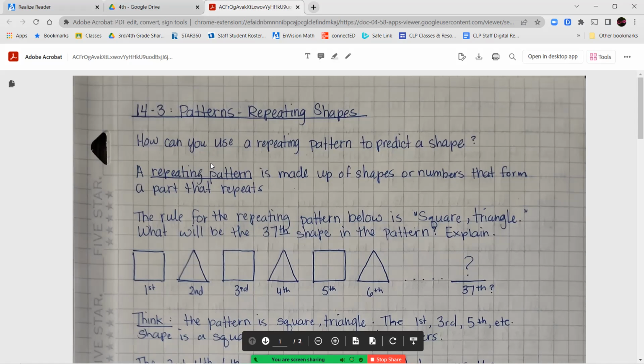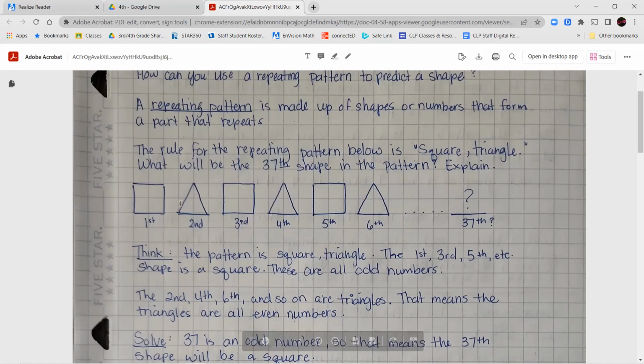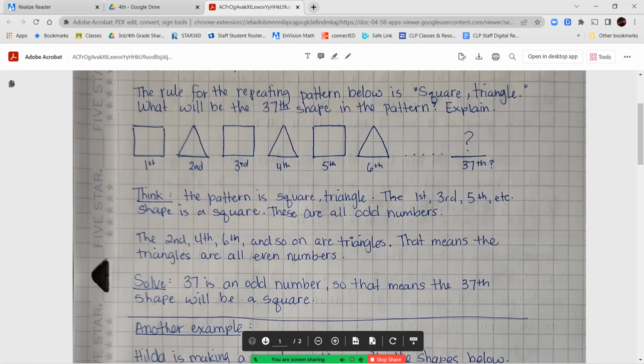So how can you use a repeating pattern to predict a shape? Now we know that a repeating pattern is made up of shapes or numbers that are part of a pattern. The rule for the repeating pattern here is going to be square, triangle. So what will be the 37th shape in the pattern? And explain how you found out. So we know first shape is square, second is triangle, third is square, fourth is triangle, fifth is square, sixth is triangle. So I want to stop and think.